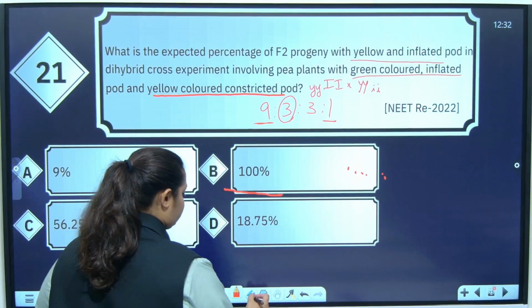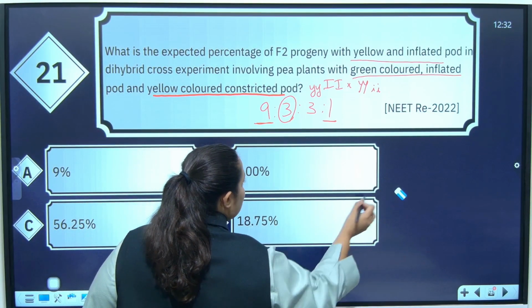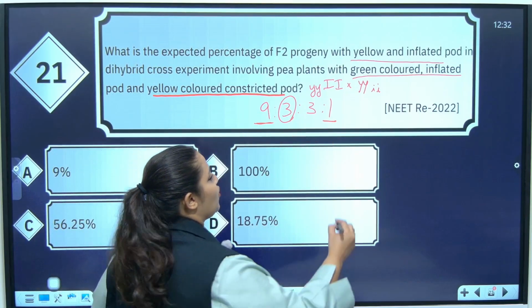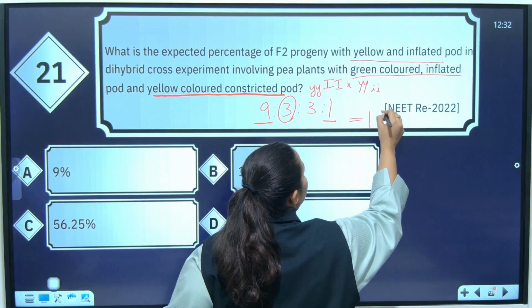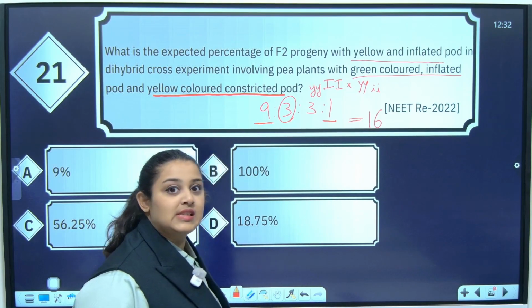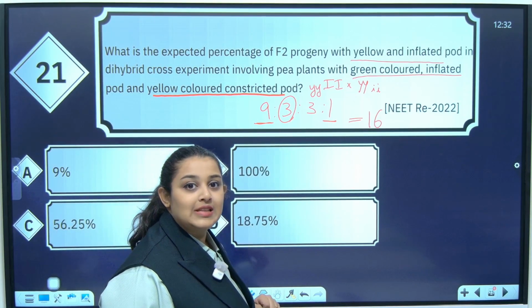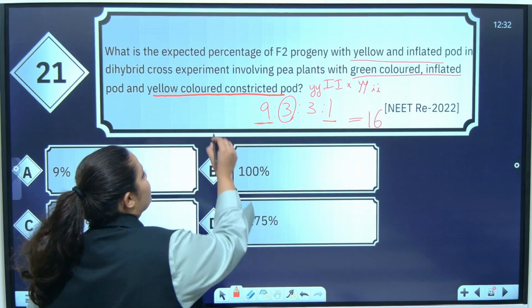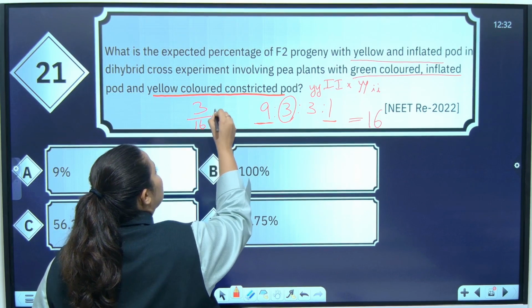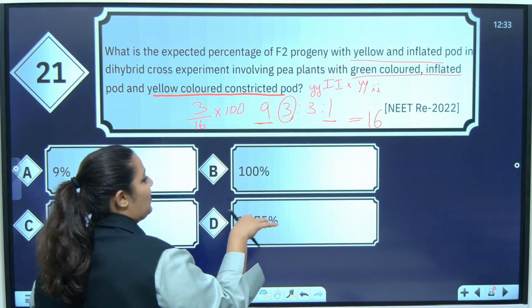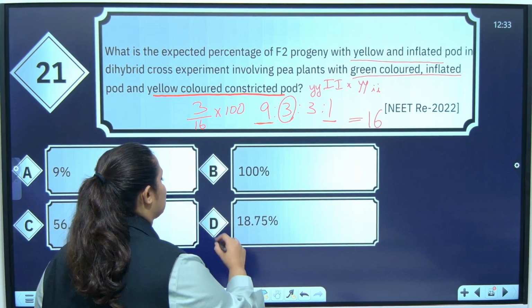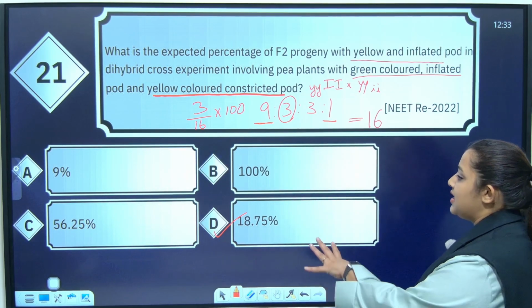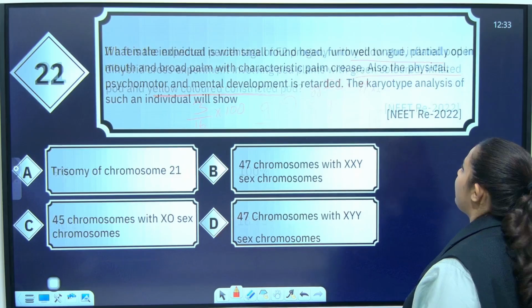What we are looking for is this one. So in total, how many children or progeny do they have? 16. And out of which there are 3 of them which are going to be yellow and inflated. So the answer should be 3 upon 16 into 100, because they've asked for percentage, and that is 18.75%. Okay, so the answer is D, 18.75.